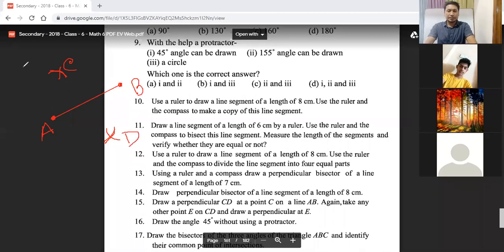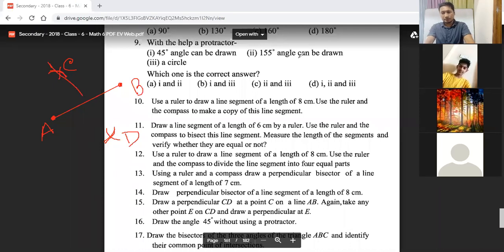I am repeating it again: centering at A and taking radius equal to AB or more than half of AB, we draw two arcs on both sides of AB. Again, taking the same radius and centering at B, we draw another two arcs on both sides of AB. The two arcs meet at the points C and D respectively. Now we have to join C and D.